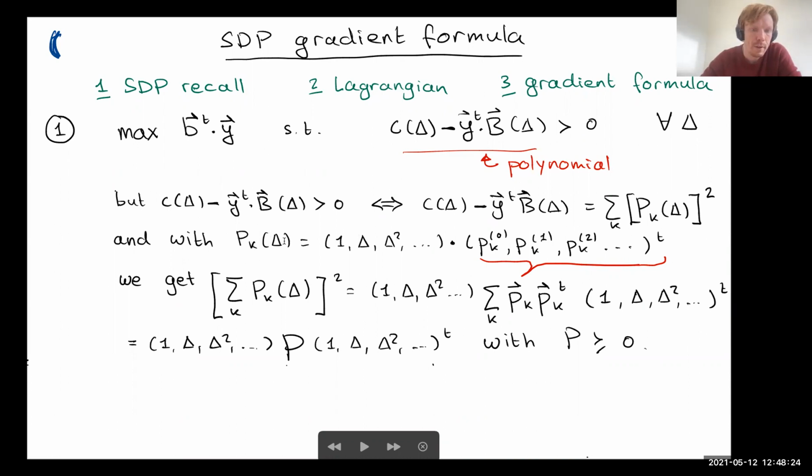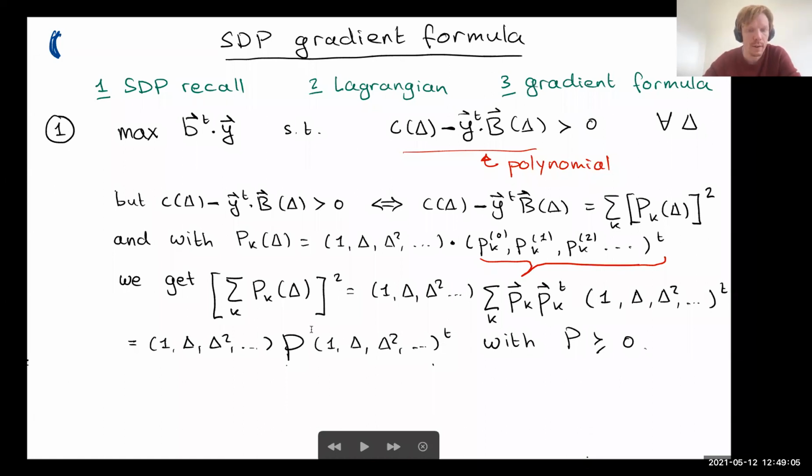And a polynomial, of course, I can write like this: you take a vector of monomials, 1, delta, delta squared, and so on, and then you take the vector of coefficients, and this inner product will give you a polynomial. So my sum of squares polynomial looks like this: I have the vector of monomials, the vector of monomials transpose, and in between this outer product of the vectors of coefficients, summed over all the different terms in this sum of squares. But this, of course, is a sum of rank 1 matrices. So I can also say that this is the vector of monomials times a matrix P, times the vector of monomials transpose, where P is positive semi-definite.